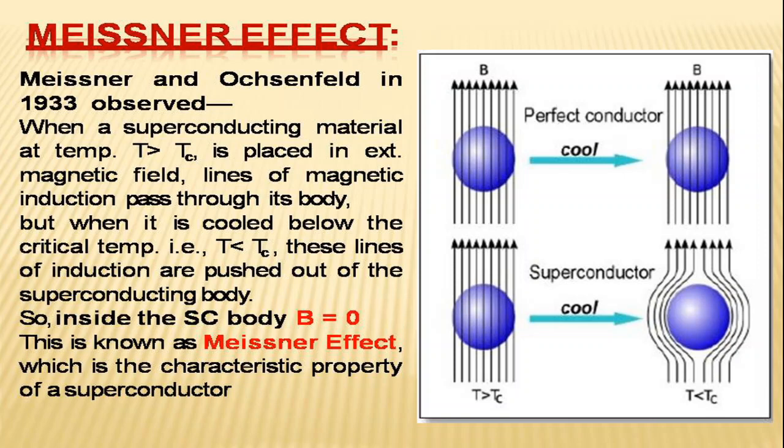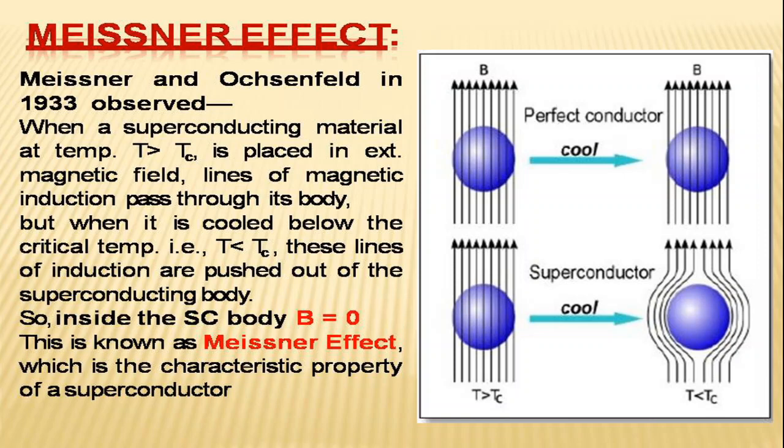So what is the Meissner effect? The Meissner effect is simply stated as the expulsion of the magnetic field by the superconductor. This effect simply differentiates between a perfect conductor and a superconductor.